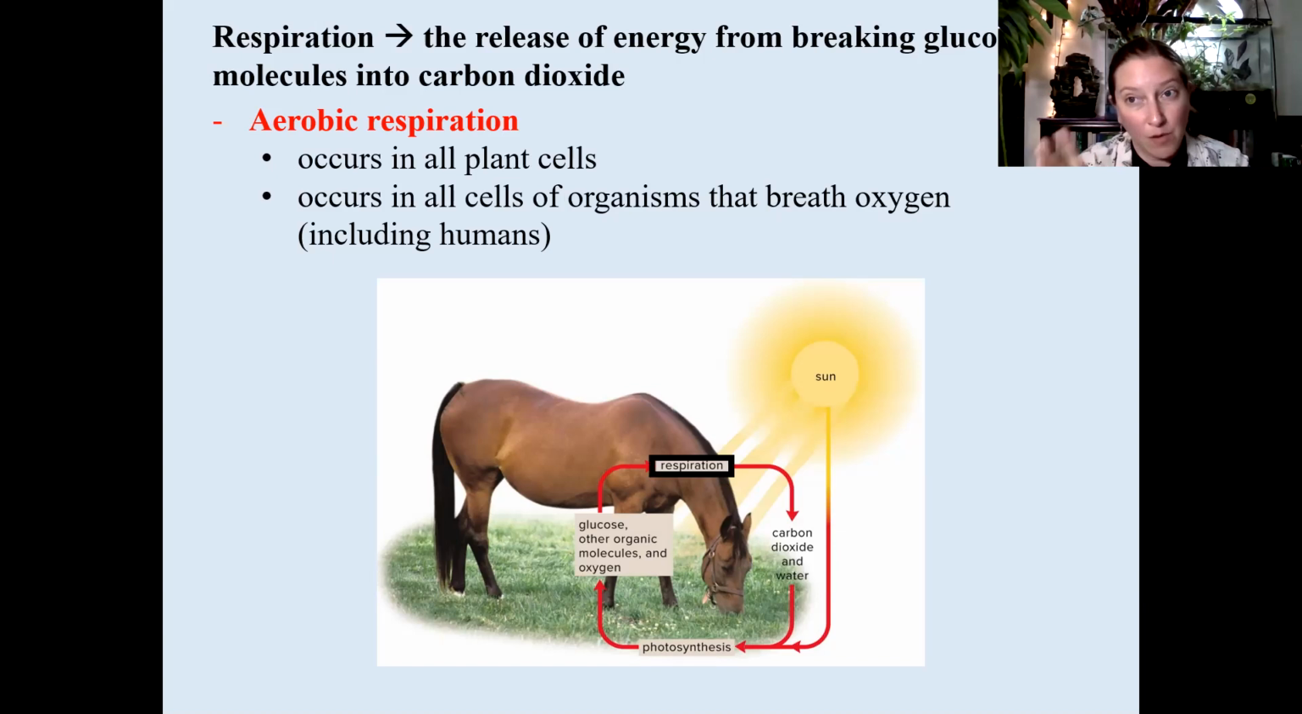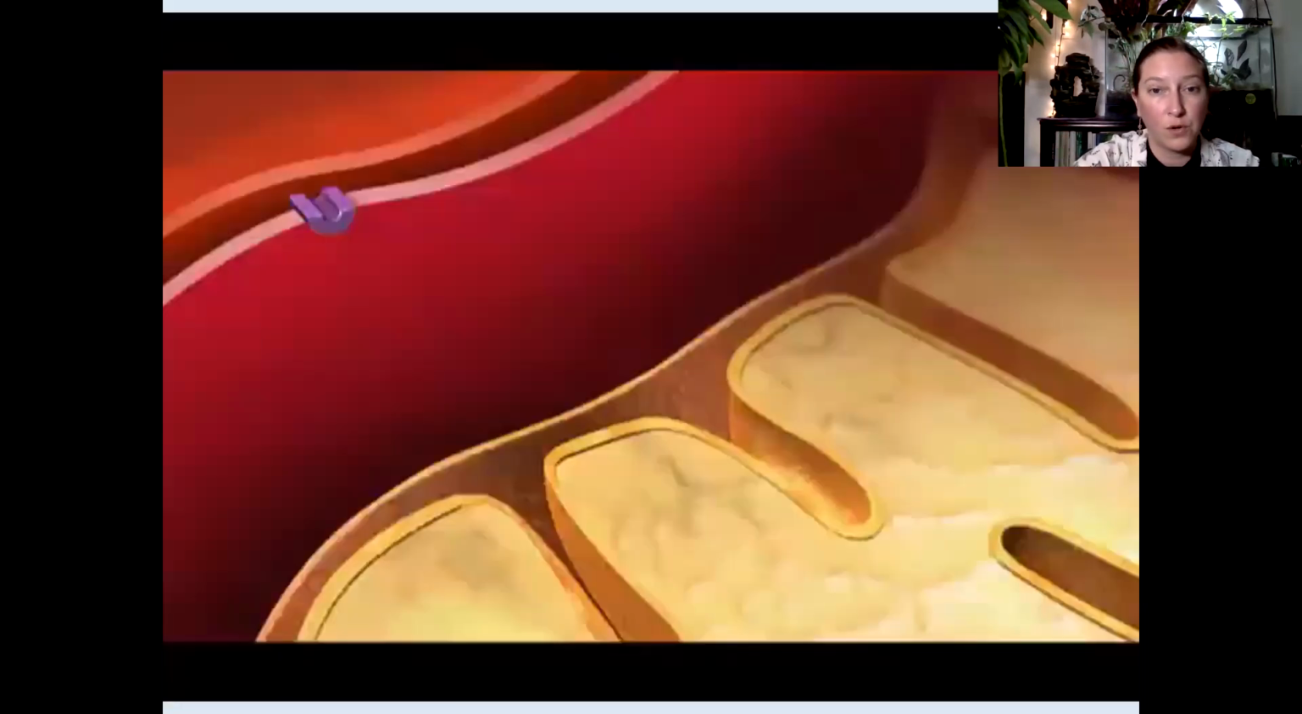And this occurs in all plant cells. It also occurs in all the cells of organisms that breathe oxygen like us and this horse, right? That's why they were showing you the horse from before. So watch a little bit of video of this. Again, there's probably stuff in here you don't need to know, but I'll talk about afterward what is important.